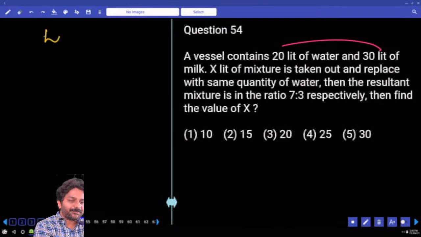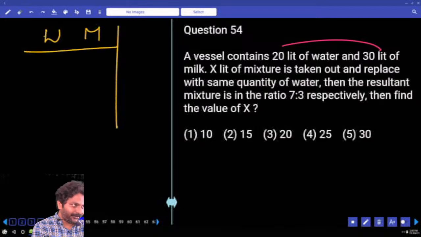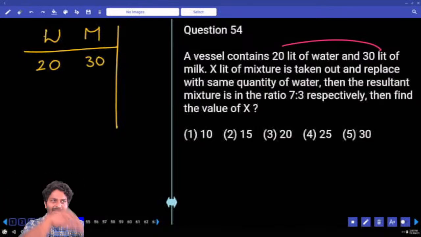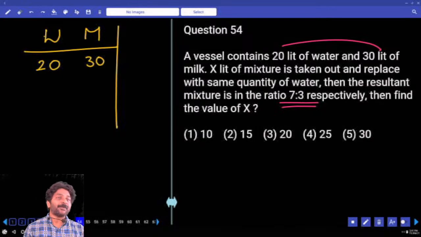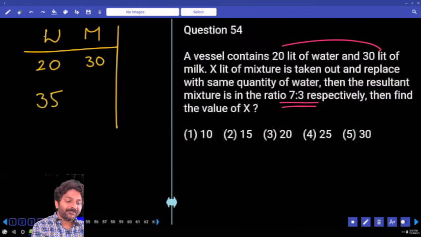So order is important. Water and then milk. In total we have 50. Initial is water 20, milk is 30. Some quantity is taken out and replaced with water. Okay. And the final ratio is 7:3. That means 50 liters must be divided in the ratio 7:3. How many parts? 10 parts. Each part 5? Then 7 parts? 35. 3 parts? 15. Yes?